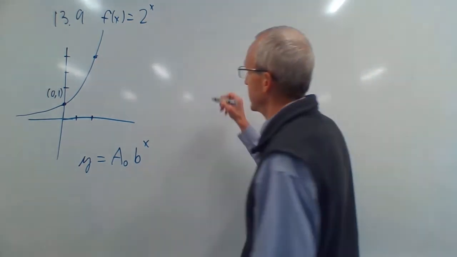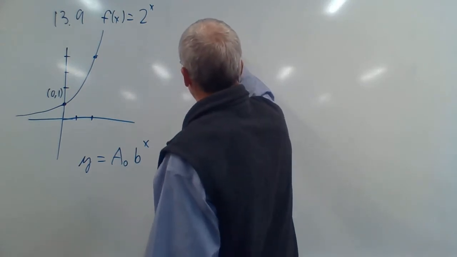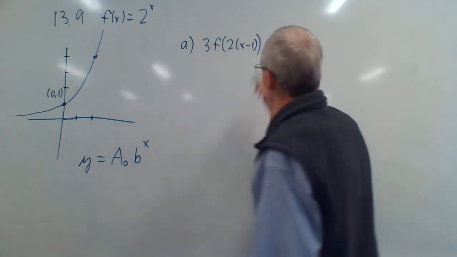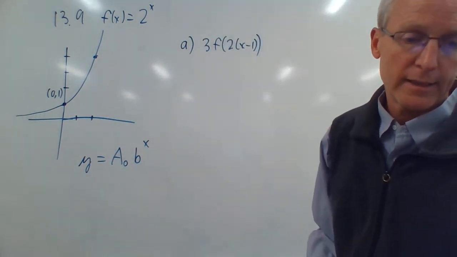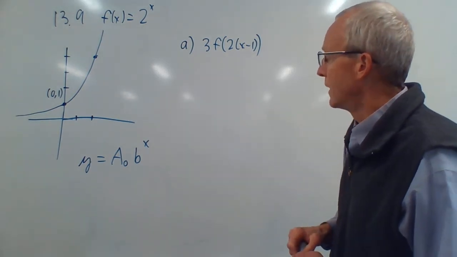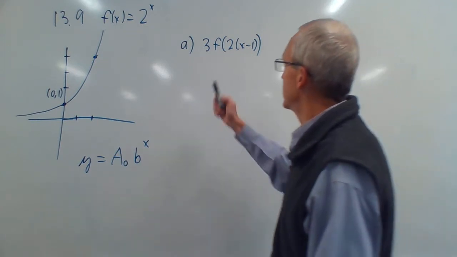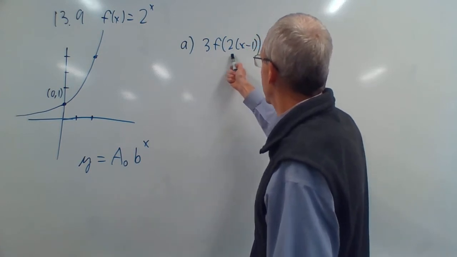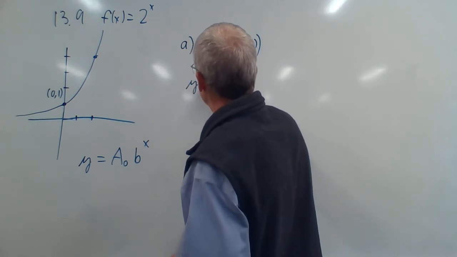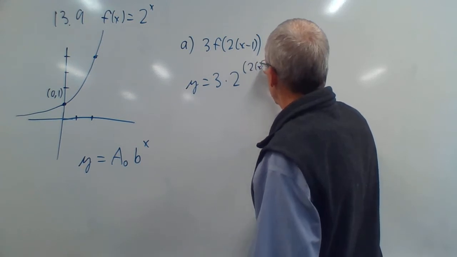So 3f of 2x minus 1. This is the last one for a1. They say 3f of 2 times x minus 1. We want to write that, is that right? 3f of 2 times x minus 1. That's right. Write it in standard form. All right, so what we do is we take our function, wherever there's an x, we plug in 2x minus 1, and we multiply it by 3. So this is y equals 3 times 2 to the 2x minus 1.